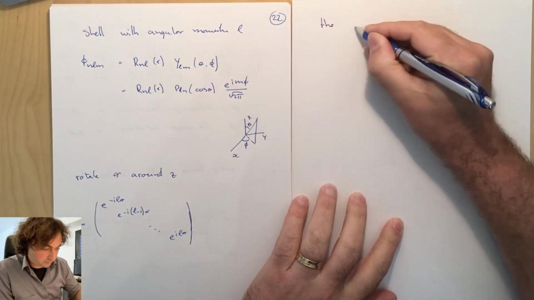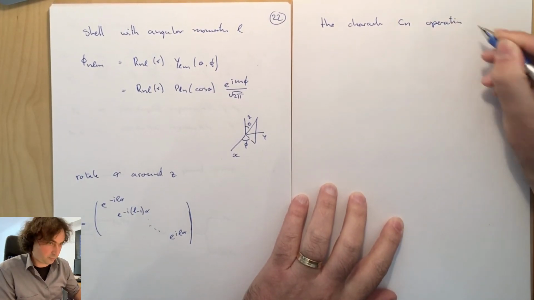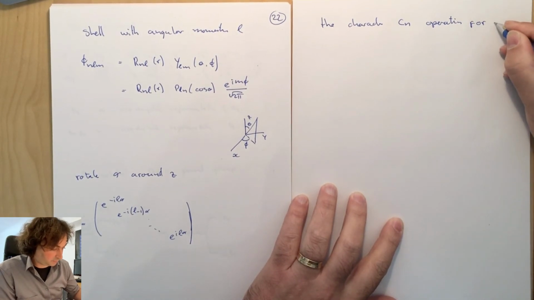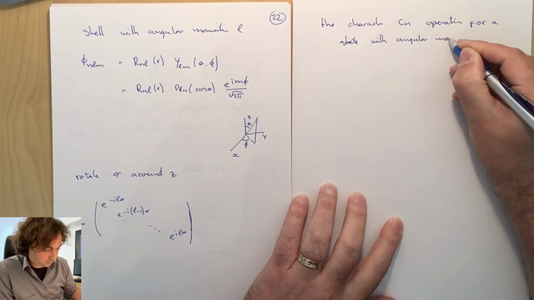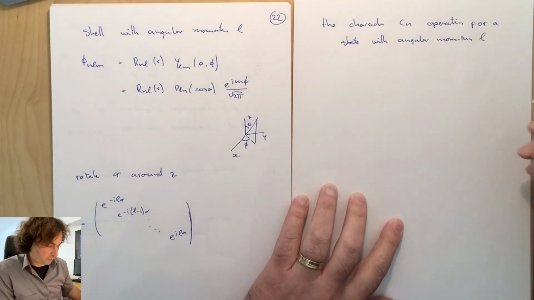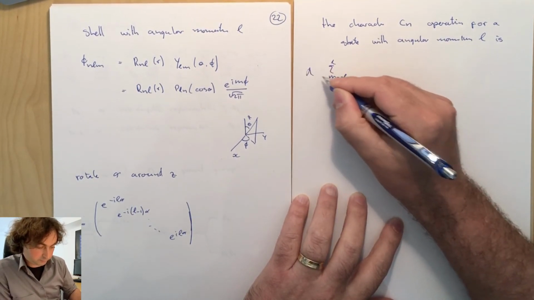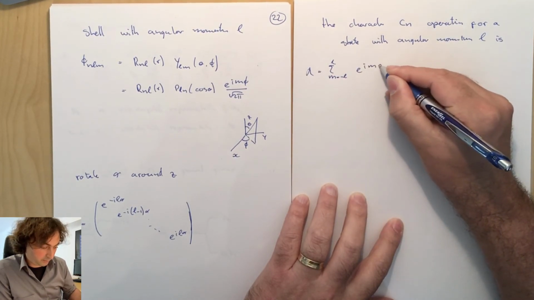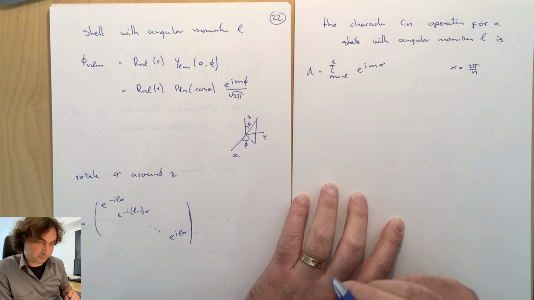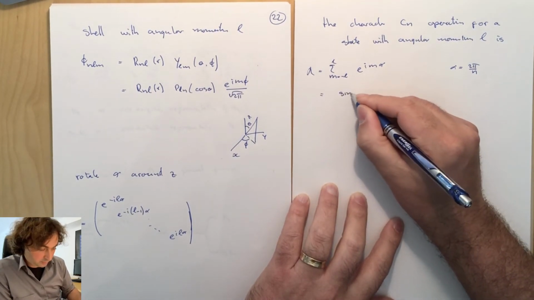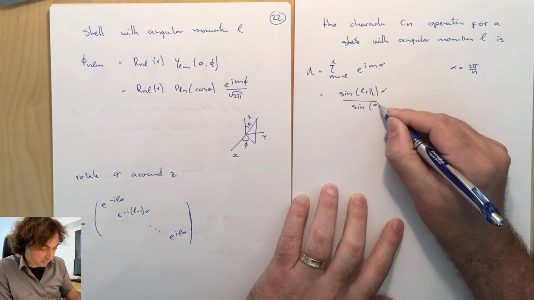So the character of a Cn operation for a state with angular momentum L is the sum over m from minus L to L of e to the i m alpha, where alpha is 2 pi divided by n, which is equal to sine of (L plus a half) alpha divided by sine of alpha over 2.